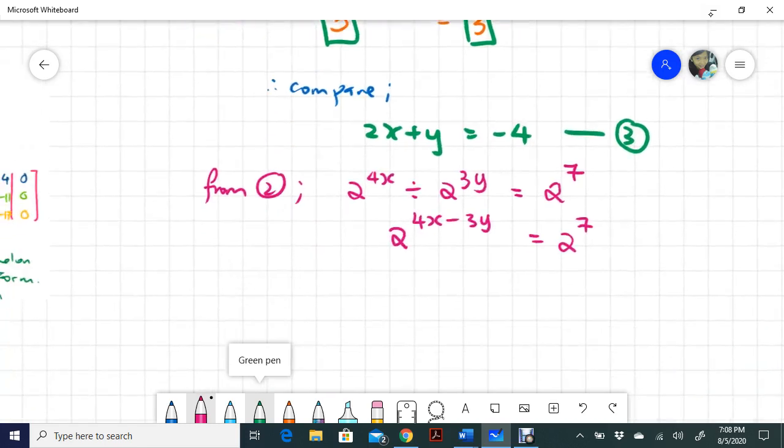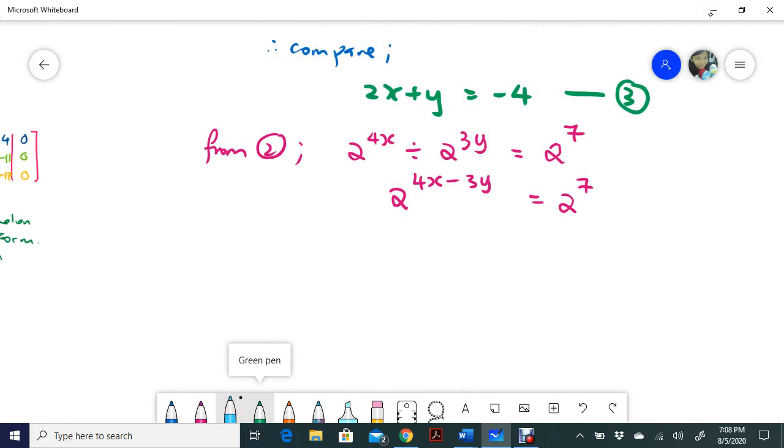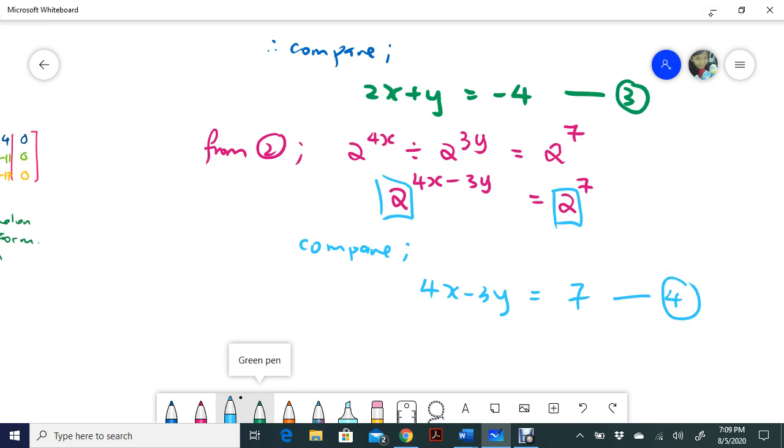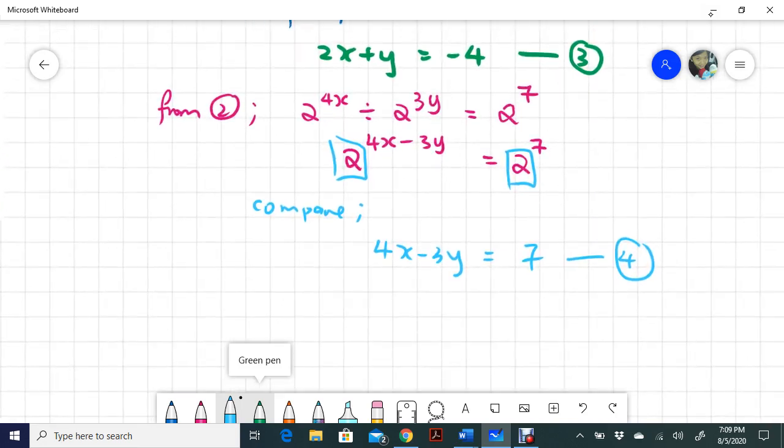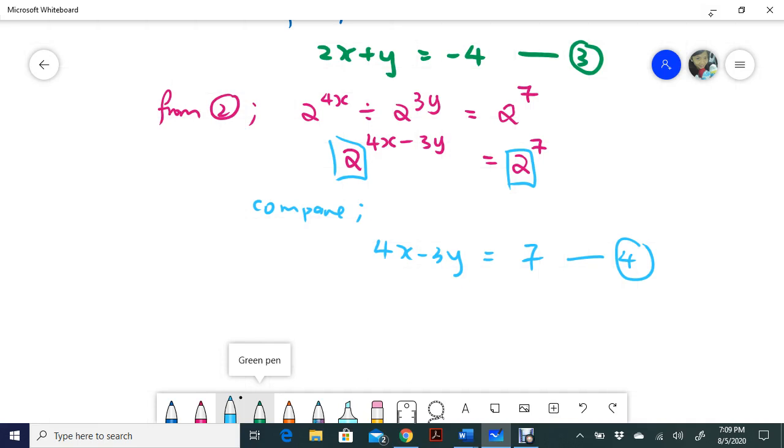So obviously again, what can you see here? Yes, you have the same base form. If same base form, what can you do? Yes, you just need to compare the power. So this will be equation 4. Obviously you got these two equations already, so you can solve your simultaneous equations. From here you have 2x plus y equal to -4, and 4x minus 3y equal to 7.